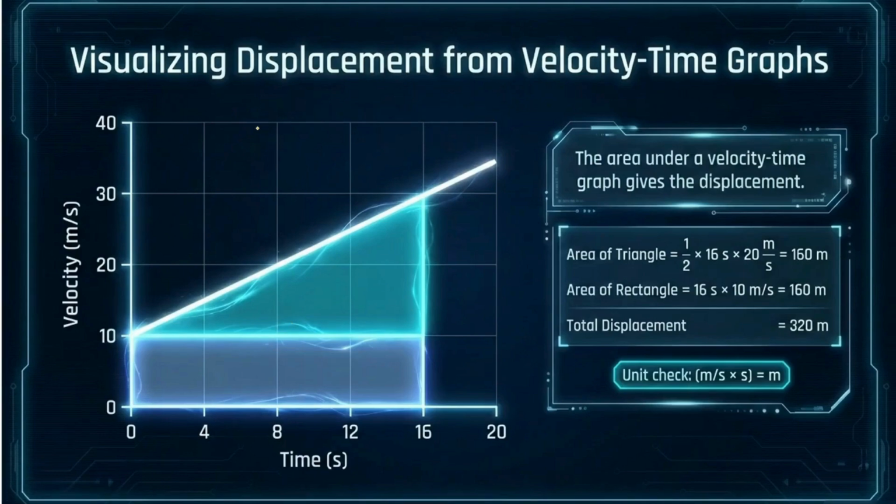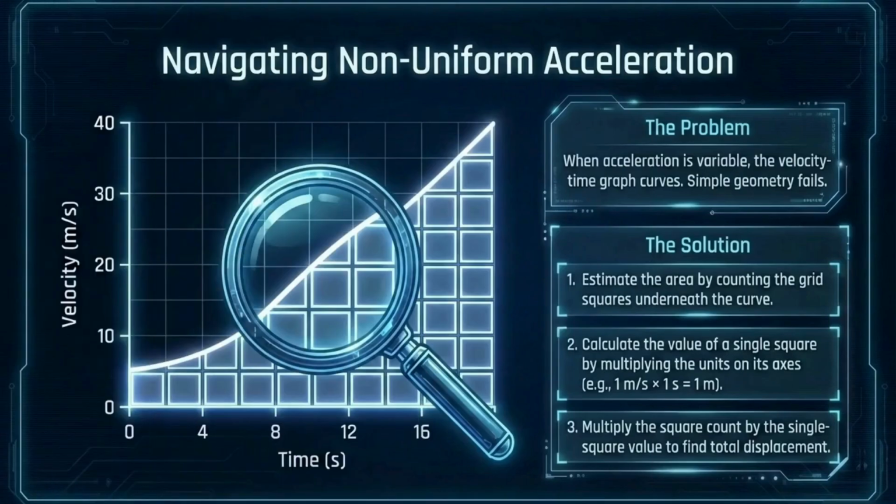Now this is all about how we find the displacement from the velocity versus time graph. But what happens when the line on your VT graph, or you can say velocity time graph, is not a straight line? What if acceleration is changing and the graph curves like this? Simple geometry like triangles and rectangles doesn't work here, okay? So this is a common problem, but don't worry, we have a solution using the counting squares method.